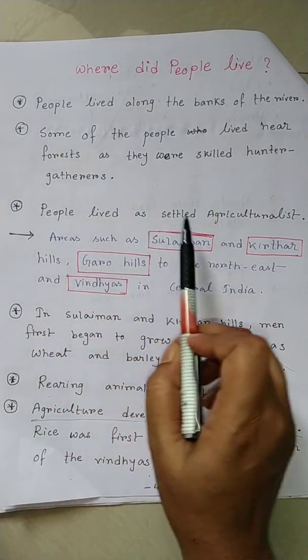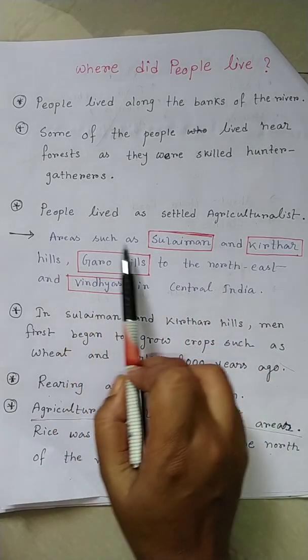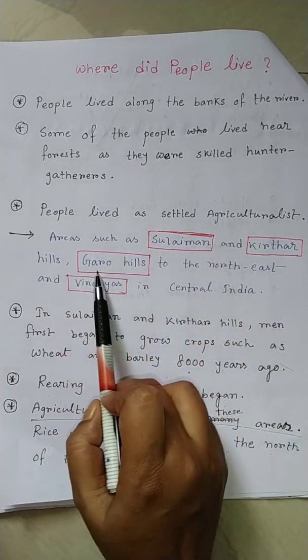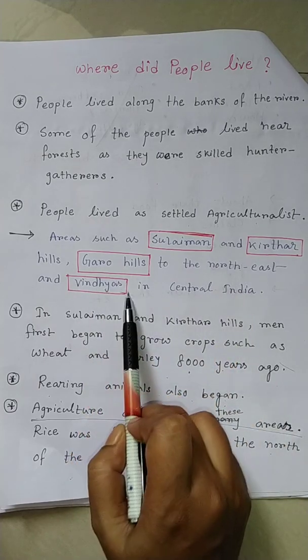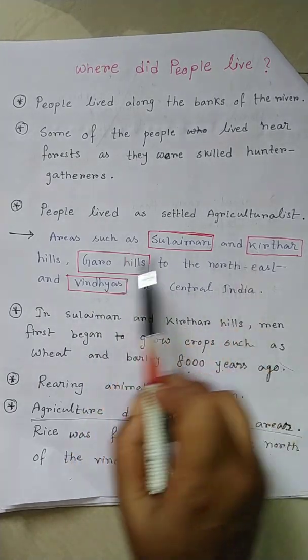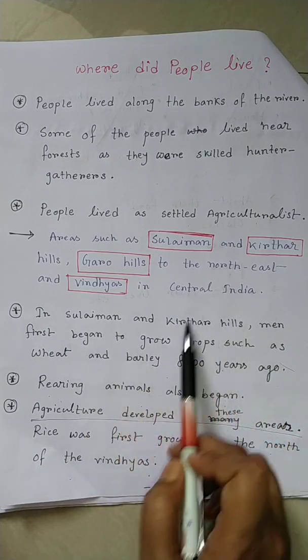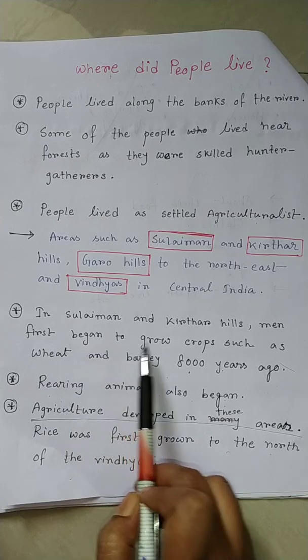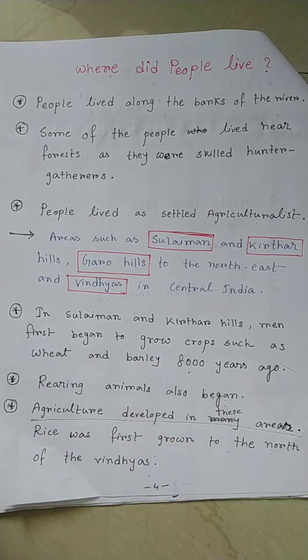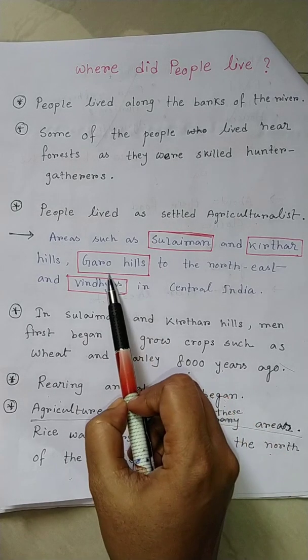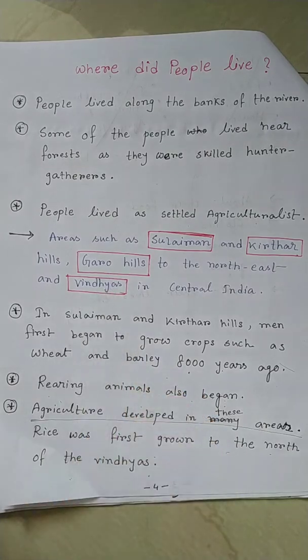Some people lived as settled agriculturists. Areas such as Suleiman, Kirthar, Garo Hills to the northeast and Vindhyas in central India are some places where agriculture developed very much. In Suleiman and Kirthar Hills, men first began to grow crops such as wheat and barley almost 8,000 years ago, and rearing animals also began at that time. Rice was first grown to the north of the Vindhyas.